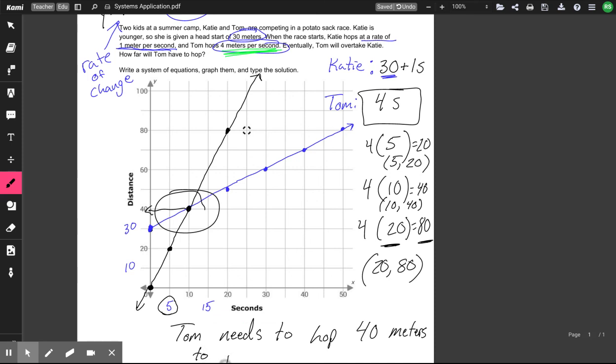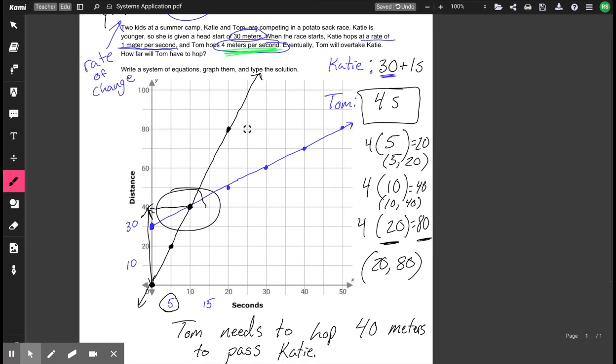to pass Katie. So they start hopping at the same time. When do they pass? Well, this point right here represents where they would be in the exact same spot at the exact same time. So once Tom has traveled this distance of 40 meters, he would then pass Katie, because you will see that his line continues to grow faster and faster and faster in terms of distance because his rate of change is moving that much quicker.